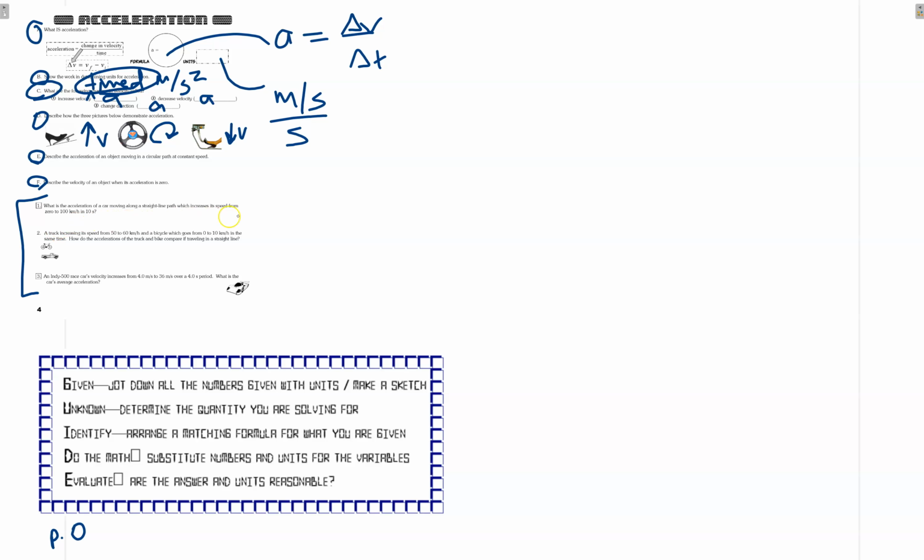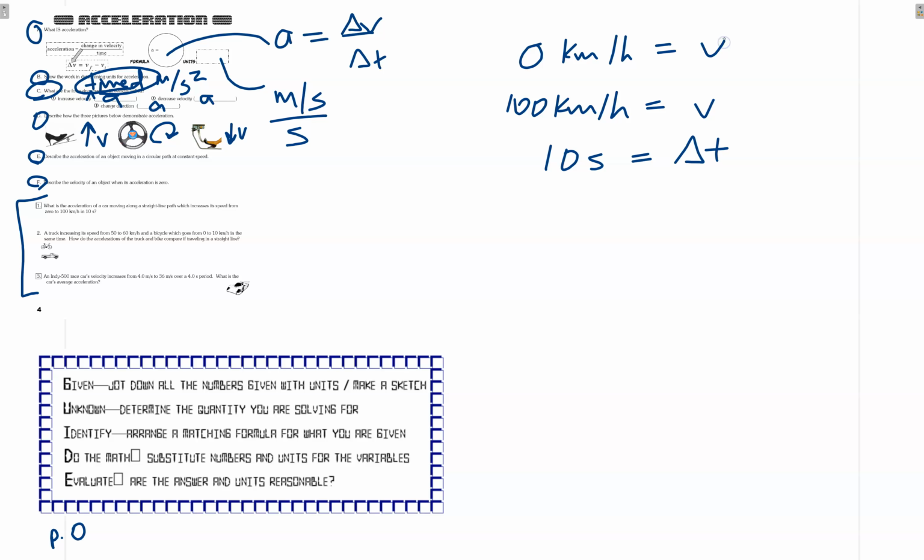So for the acceleration of the moving car, there's a number 0. And we have 100 kilometers per hour, and 10 seconds. So 10 seconds is a time interval. 100 kilometers per hour, a velocity. And 0 speed, kilometers per hour as well. We are safe to assume 0 kilometers per hour, and since we increased from 0 to 100 kilometers per hour, that's our initial velocity, that's our final velocity. So that's the given.